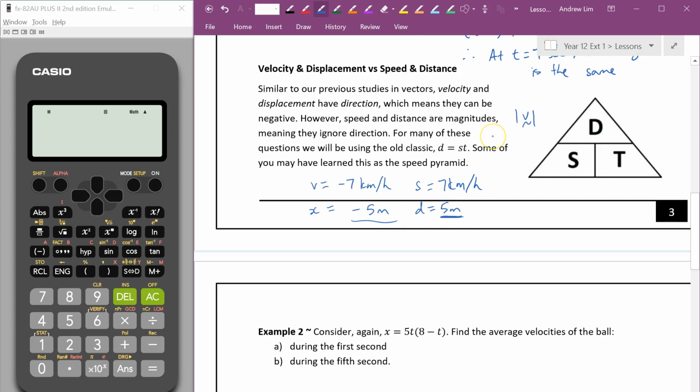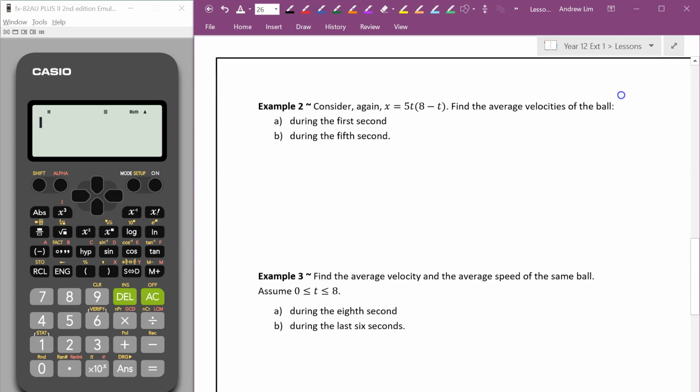For many of these questions, we will be using the old classic d is equal to st. Some of you may have learned this as a speed pyramid, d over st. So if we want to work out distance, it's speed times time. If we want to work out speed, it's distance over time. If we want to work out time, it's distance over speed. We've already learned this many times in previous years.